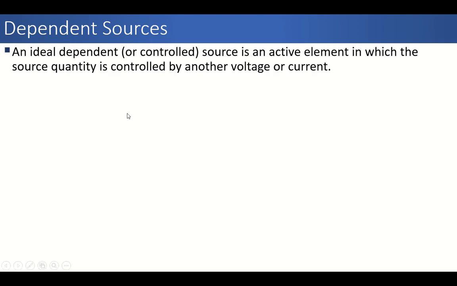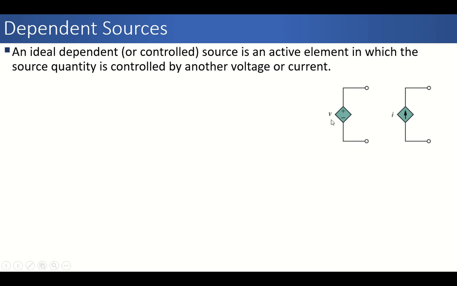Then we can discuss dependent sources. Ideal dependent or controlled sources are active elements in which the source quantity is controlled by another voltage or current in another element of the circuit. We denote such sources using this diamond symbol.